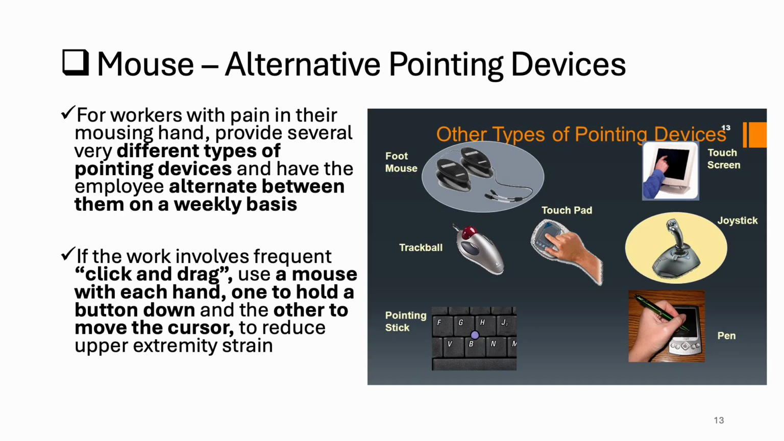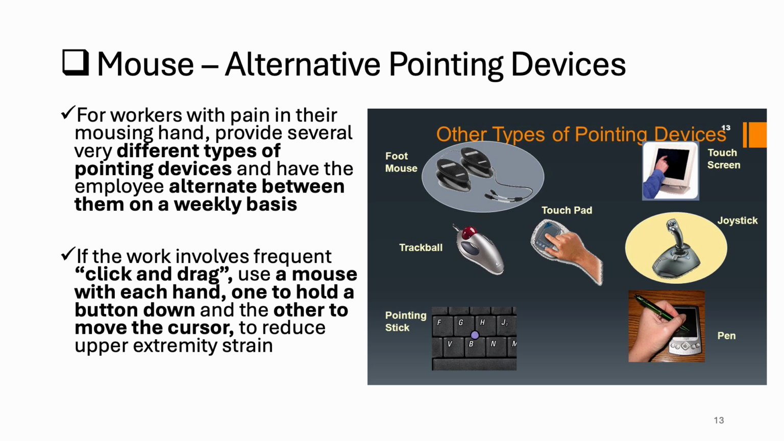For computer users with pain in their mousing hand, provide several very different types of pointing devices and have the computer user alternate between them on a weekly basis. There are various types of pointing device besides the mouse. This includes touchscreen, touchpad, trackball, pen, joystick, and pointing stick.